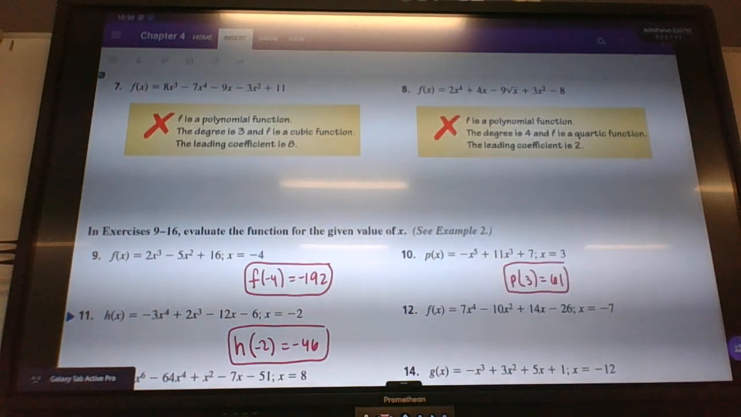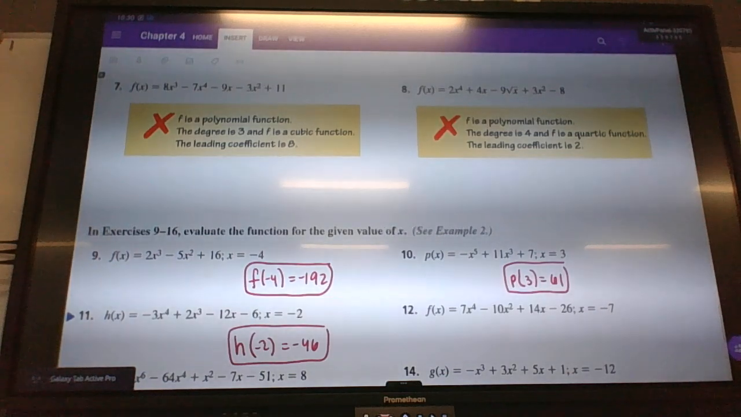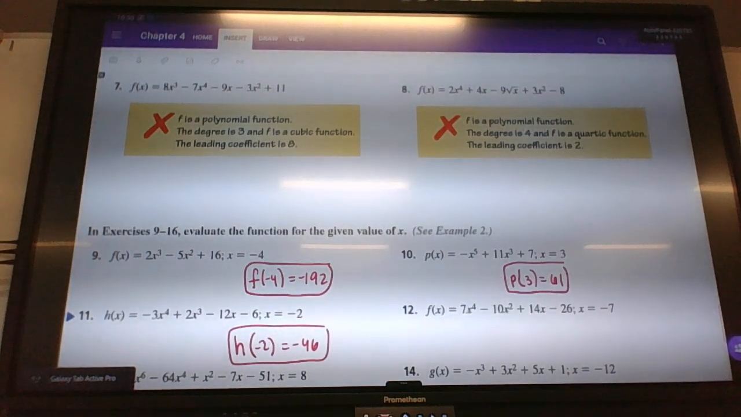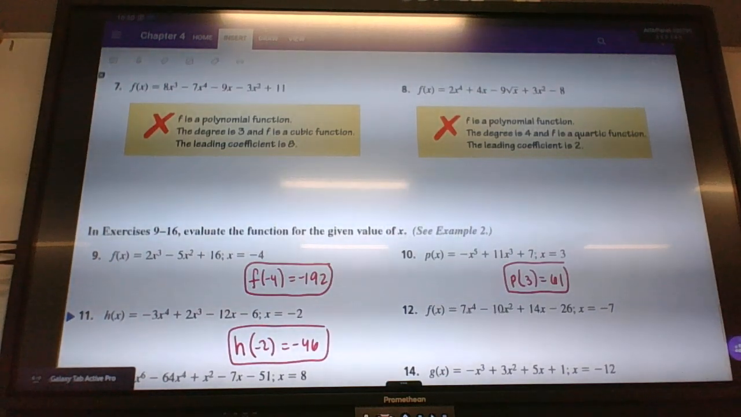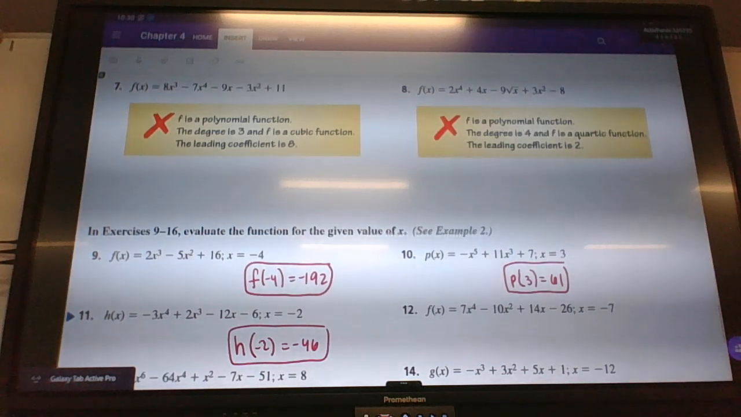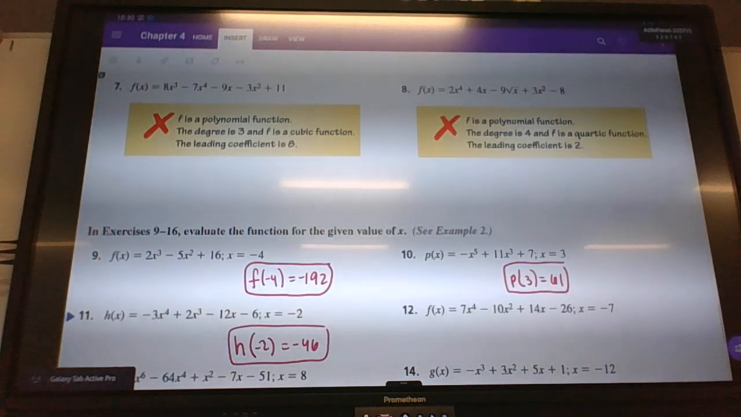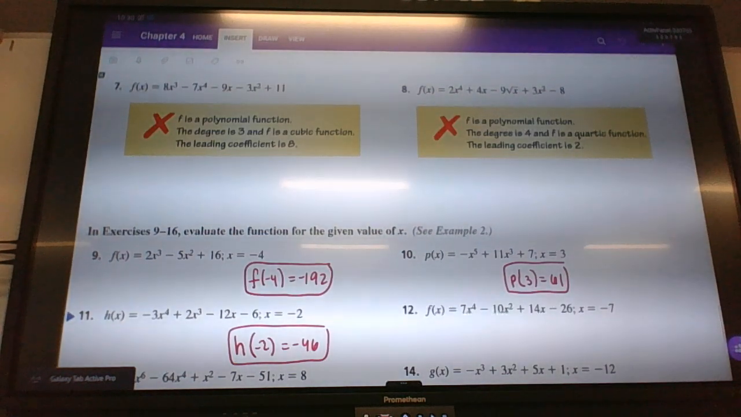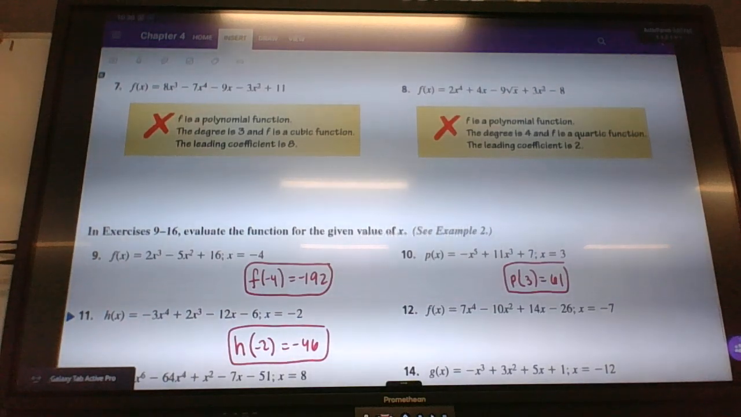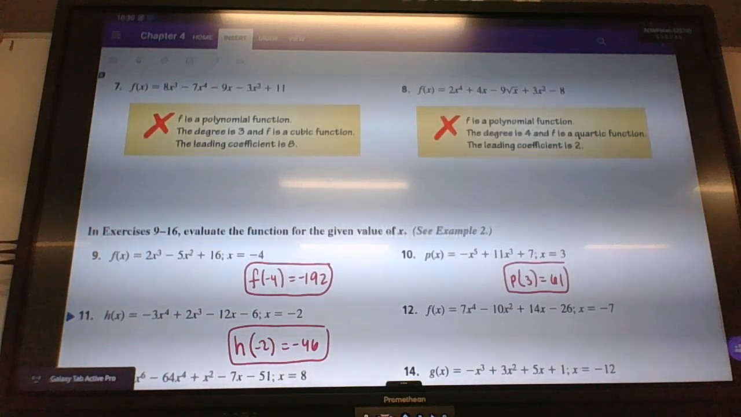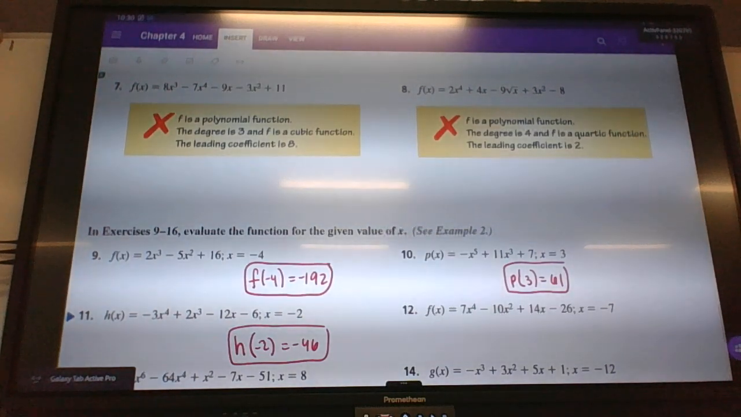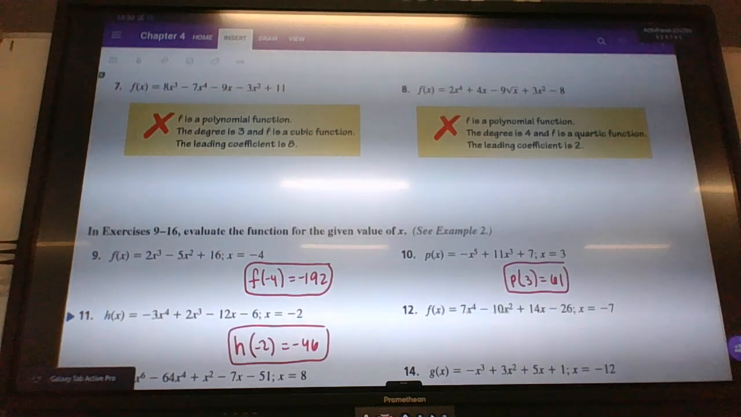Wait, is this the page 311, 9 through 11? It's on the left side. Okay. And for all the other calculators who don't have a page 311, the new pages are right there.